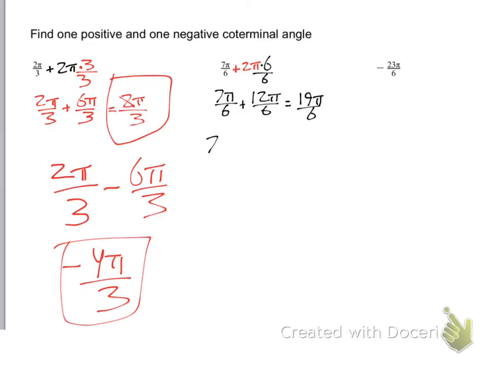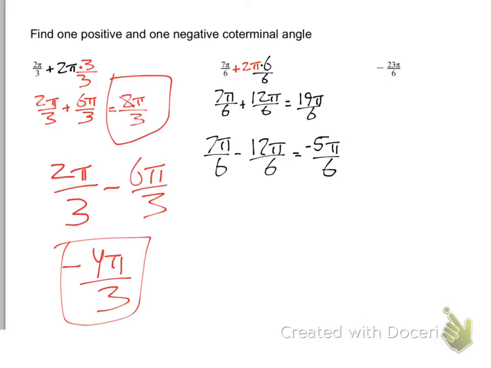Then, I could take 7 pi over 6 and subtract 2 pi. Wait, why do you have to use 2? Because 2 pi represents a full revolution around the circle. Because I put a 7 times 2 and I was like, I got 49. Yeah, don't do that. 7 pi minus 12 pi? Negative 5 pi over 6.